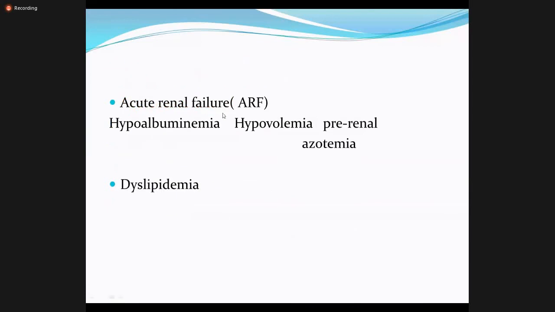One of the complications, though very rare, is acute renal failure. With hypoalbuminemia, they may develop hypovolemia and prerenal azotemia. And another complication of nephrotic syndrome is dyslipidemia because of the formation of lipids by the liver.